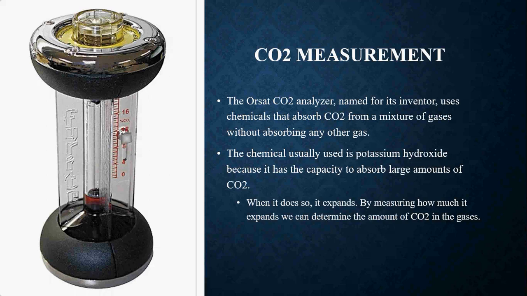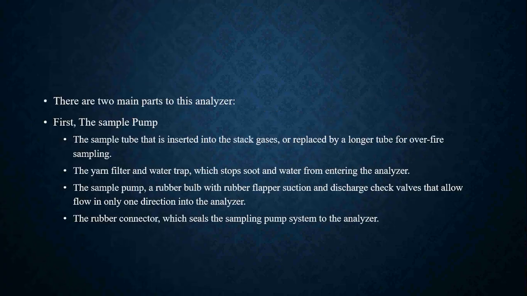To do that, we have to use a CO2 analyzer, or an Orsat. Okay? Orsat is basically the name of the inventor that came up with this wonderful tool that we have. Okay? And it uses a chemical that absorbs CO2 from a mixture of gases without absorbing any other gas. Okay, the chemical that's inside there is potassium hydroxide, because it has the capacity to absorb large amounts of CO2. Okay, when it does so, it's going to expand, and by measuring how much it expands, we can now actually determine how much CO2 is in the gas.